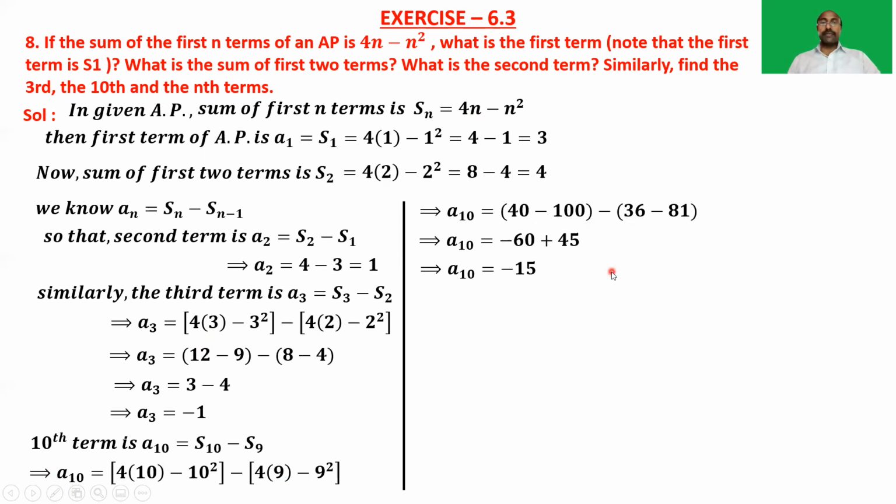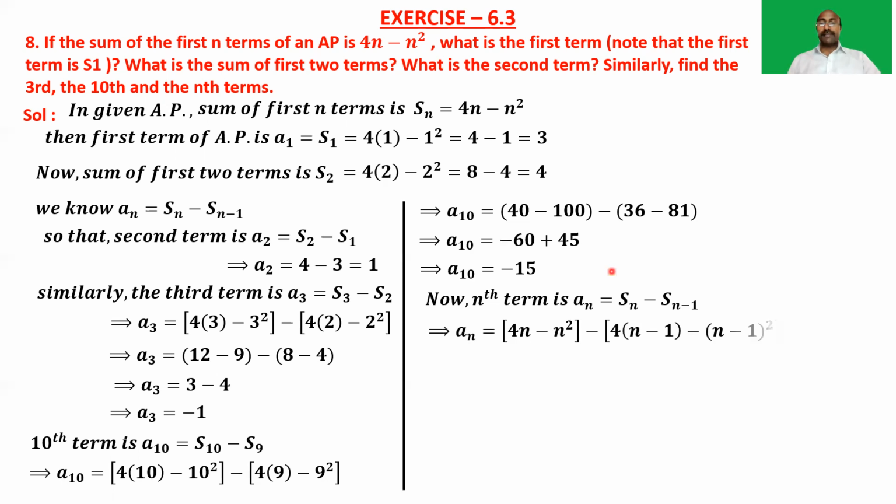And also, the nth term An is equal to Sn minus Sn minus 1. That is 4n minus n square minus 4 of n minus 1 minus n minus 1 whole square. That is, we are substituting n minus 1 in place of n in Sn.